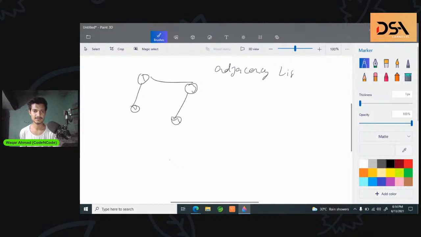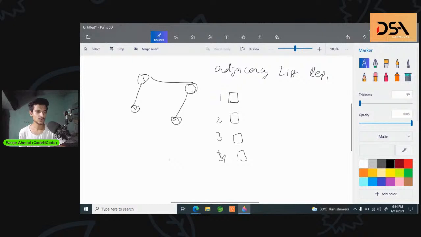Adjacency list representation. For each node, we are going to have a flexible list. For node one, I will have a list. For node two, I'll have a list. And for node three, I'll have a list. For node four, I'll have a list.